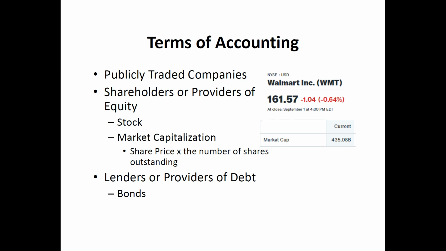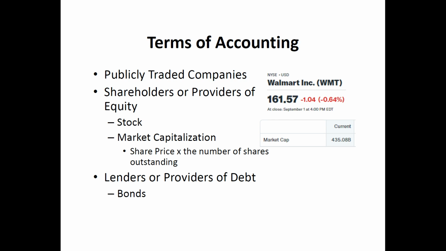Walmart's at that moment in time is roughly $435 billion. And again, that can change as the share price changes. And what is that specifically based on? The share price times the number of shares outstanding. It's not necessarily the total company value, but it's a good starting point for it. It's the value with respect to all of the shares outstanding at a moment in time. So that's what we have for Walmart.